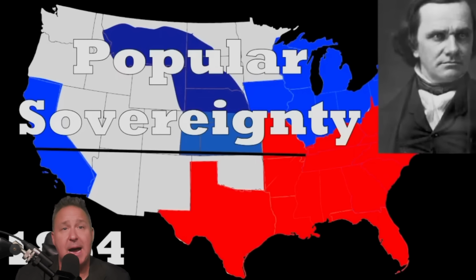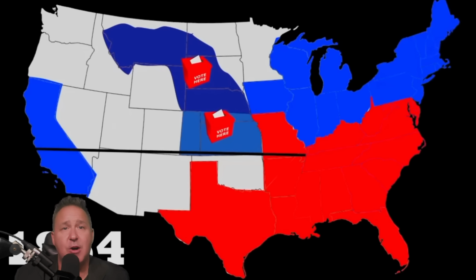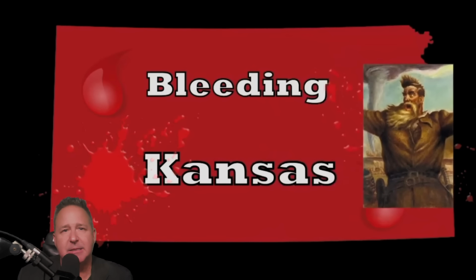Next was the Kansas-Nebraska Act of 1854. This introduced popular sovereignty, which means the people living in a territory get to vote to decide if slavery is allowed. It sounds simple, but it led to violence in an event called Bleeding Kansas.